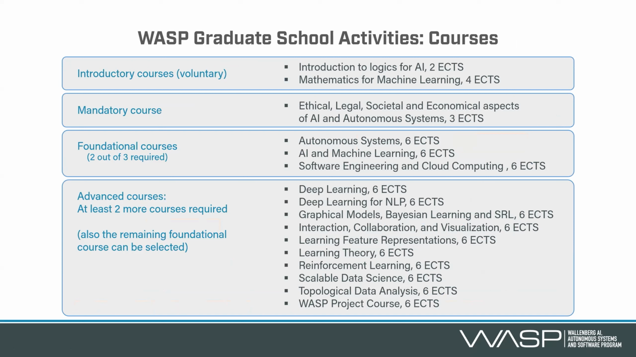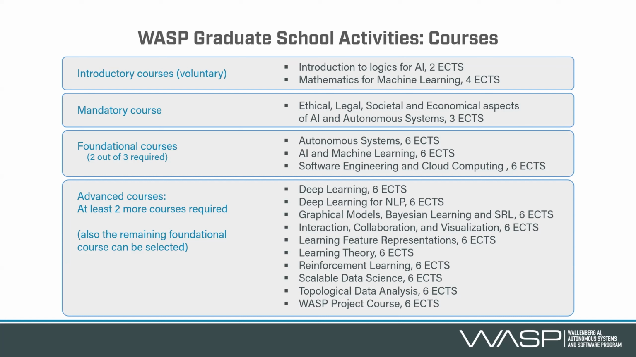So then we are at the courses, which is of course a very important part of the graduate school. There are different types of courses. So first, there are some introductory courses, 2 of them: Introduction to Logics for AI and Mathematics for Machine Learning. And the idea with the introductory courses is basically to give a primer such that you can enter the main courses with a sufficient level. So these are voluntary.